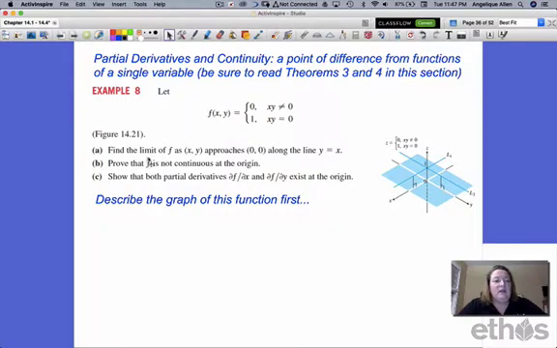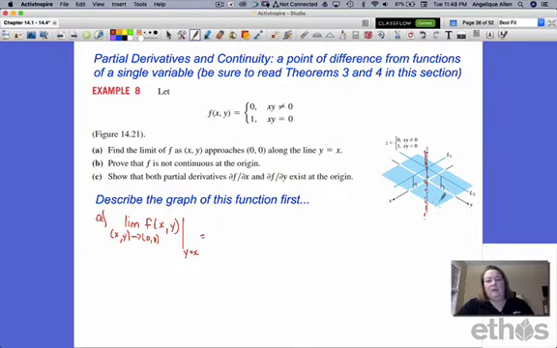So we're going to do the first thing here, find the limit of f as xy approaches 0, 0 along the line y equals x. So I want you to picture the line y equals x here, and from this angle it's a little bit more awkward than if it was a flat drawing. So there's the line y equals x. We're approaching the origin along that line. And so for the a part, we've got the limit of f of xy as xy approaches 0, 0. But we're doing this on a very specific pathway, y equals x.